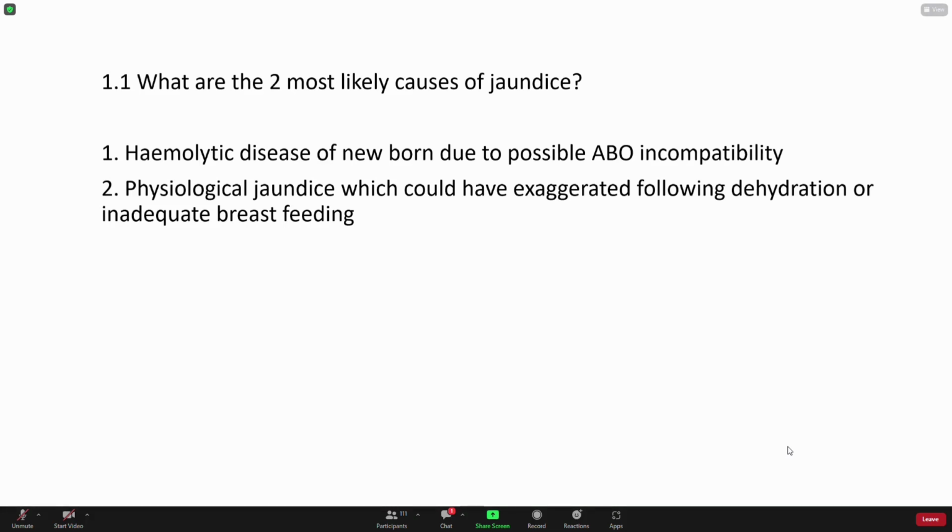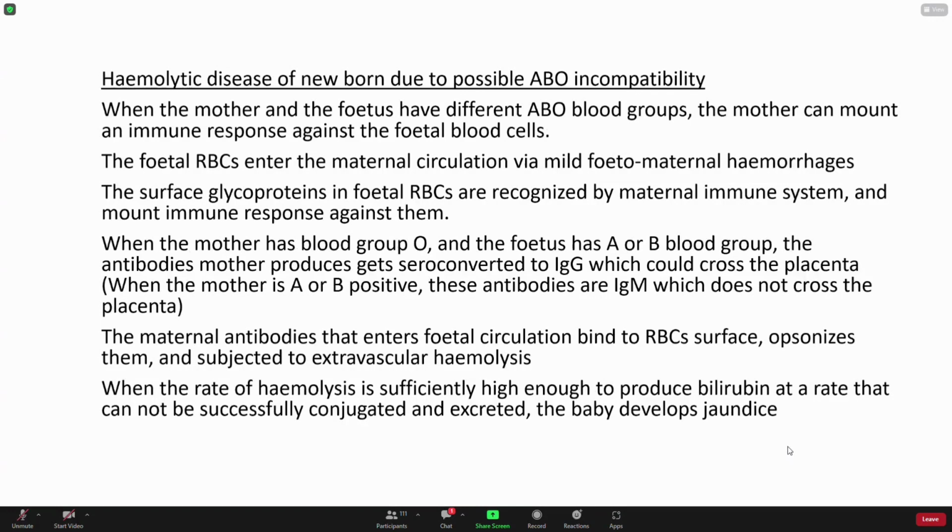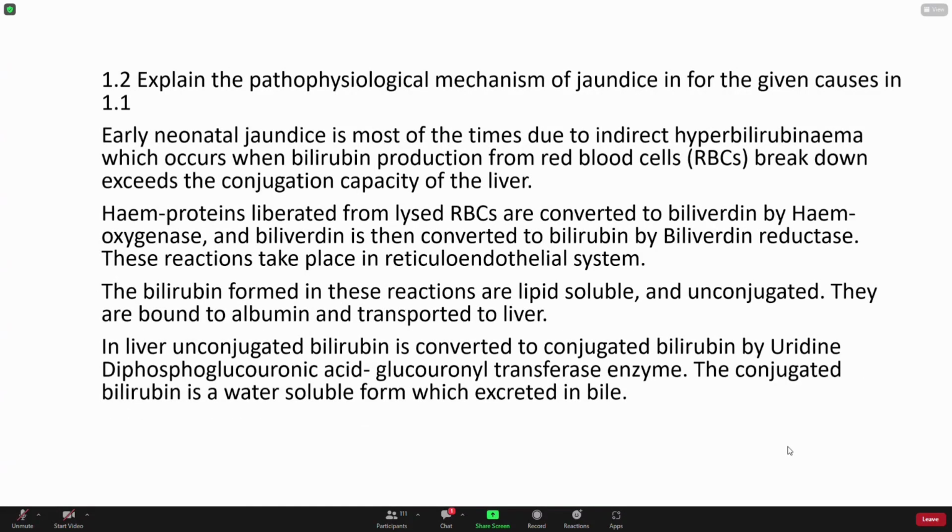What do you write in pathophysiology? You can take different approaches, but if I am to write this type of question, I would initially give a little bit of an explanation about the pathophysiology of jaundice. I would not write too much. Early neonatal jaundice is most of the time due to indirect hyperbilirubinemia, which occurs when bilirubin production from red cell breakdown exceeds the conjugation capacity of the liver. Before you use an abbreviation, always make sure you define it. It is a good practice. So if you are going to use RBC in future, you can say red blood cells (RBC), right?